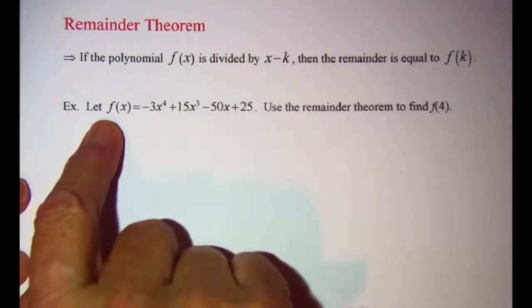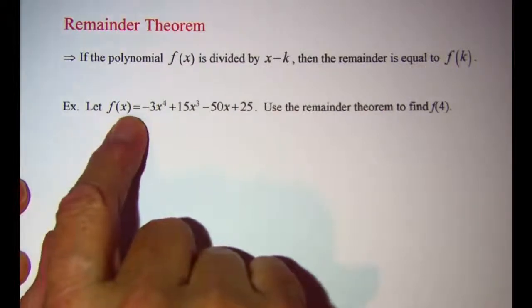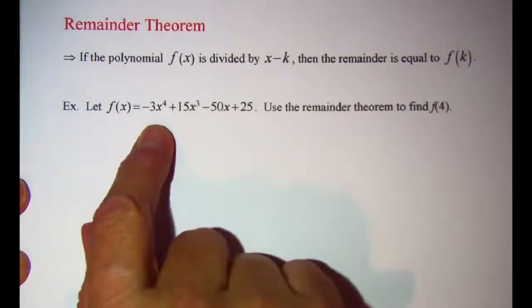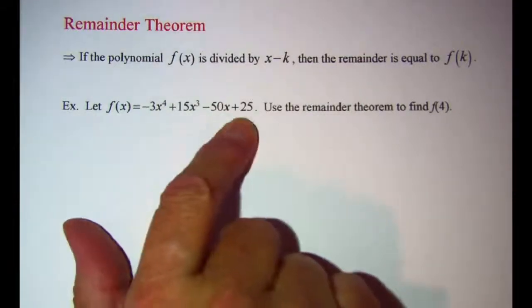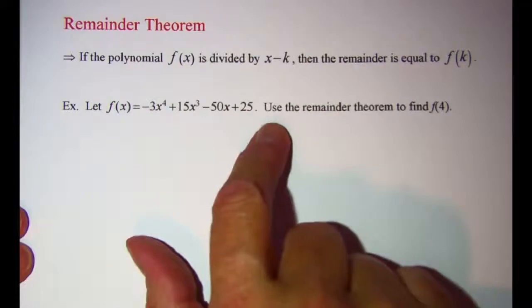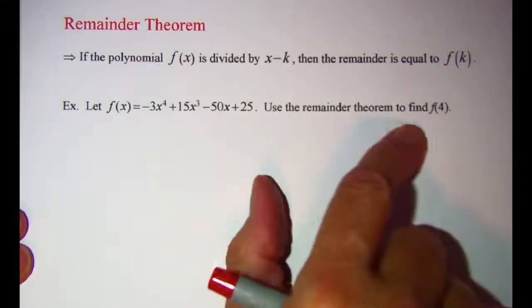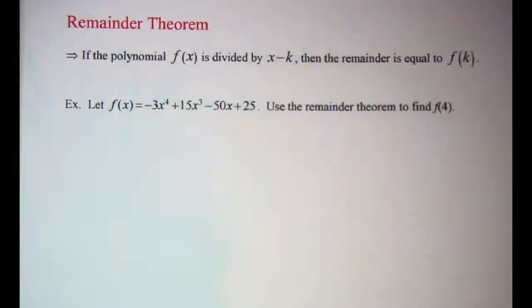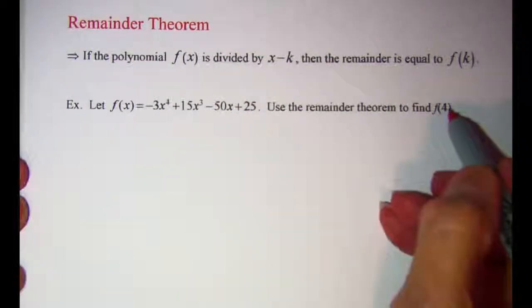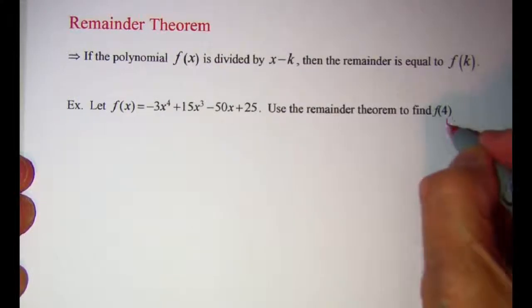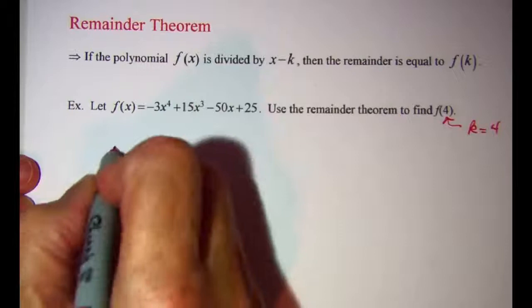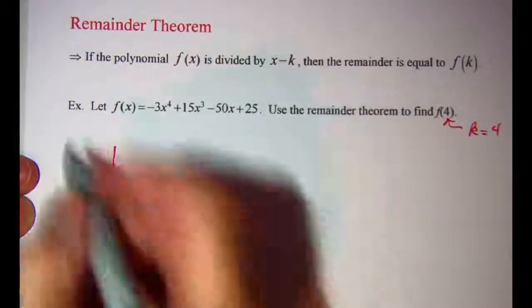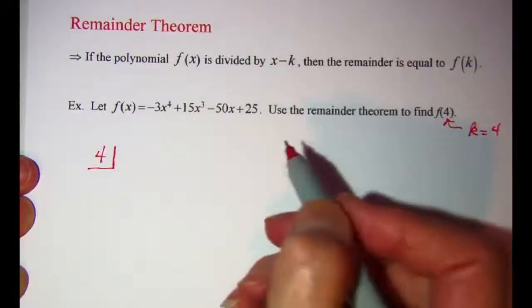For example, let's let f of x equal this polynomial, negative 3x to the fourth plus 15x cubed minus 50x plus 25. And we're going to use the remainder theorem to find f of 4. Now in our problem, k is 4. So in our little box for synthetic division, we're going to put a 4.